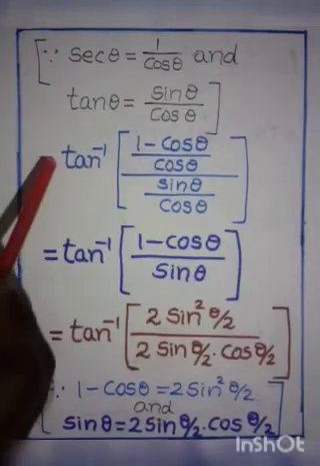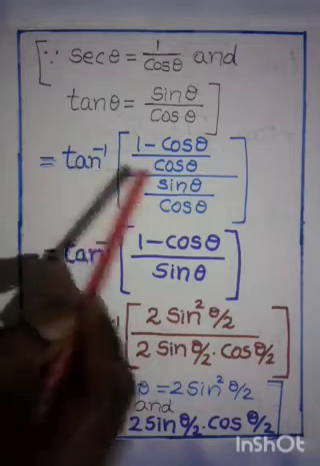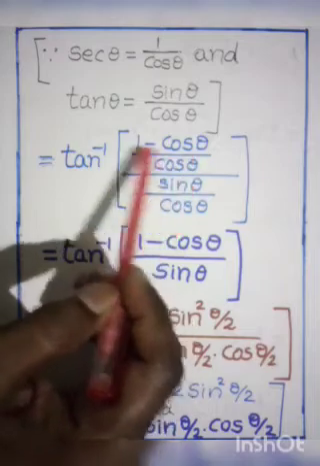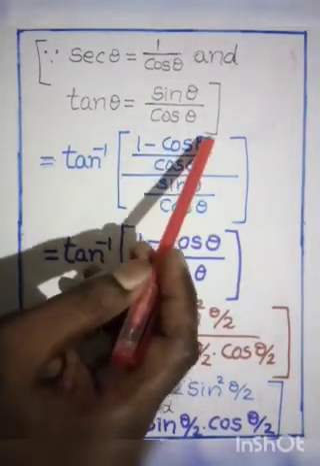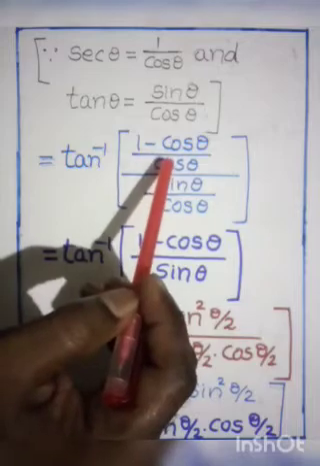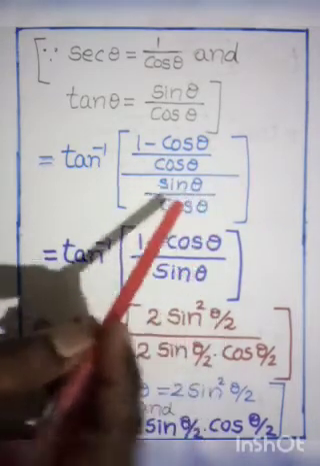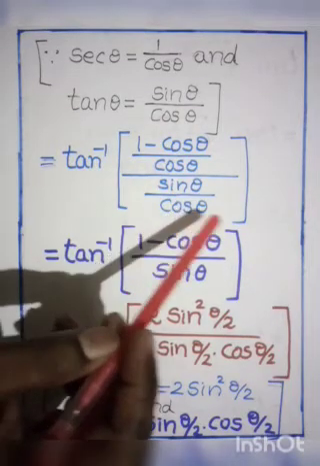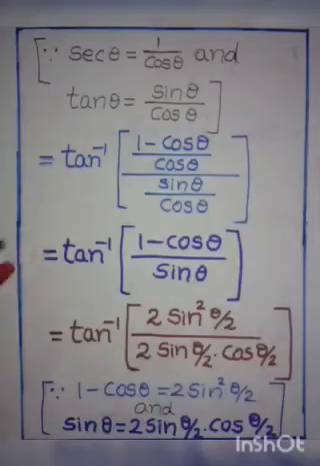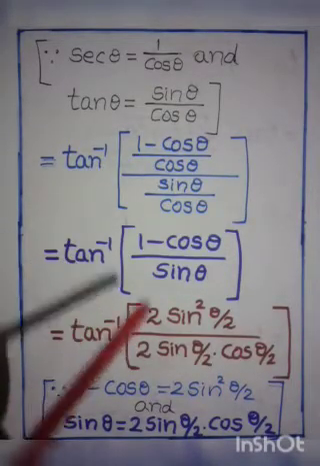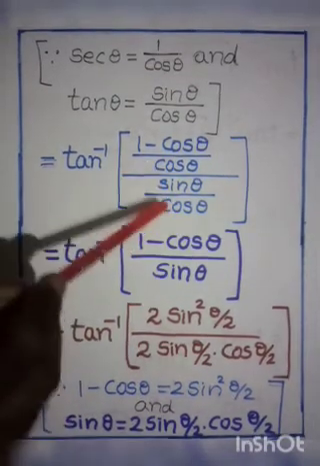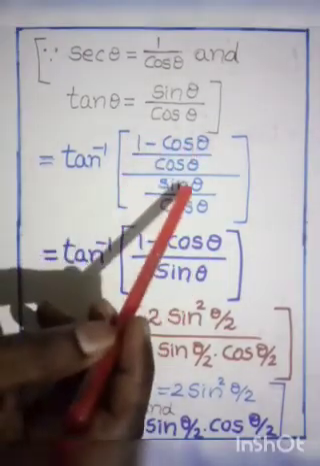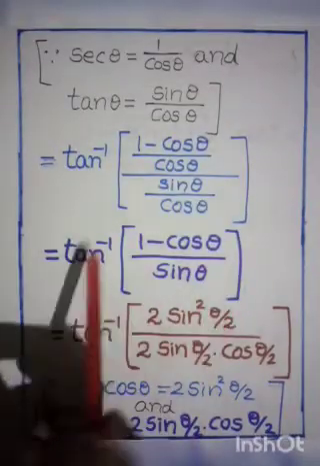Okay, my dear children, that is equal to tan inverse of, by taking the LCM in the numerator, cos theta is the LCM. In the numerator you get 1 minus cos theta. Understood this part, my dear children? Whole divided by, I am writing the denominator as it is, sin theta by cos theta. Understood this one? That is equal to tan inverse of, by striking out the cos theta denominators, we get 1 minus cos theta divided by sin theta. Understood this step, my dear children?